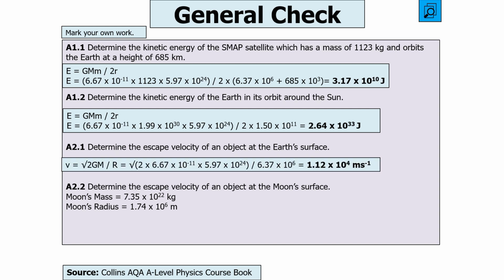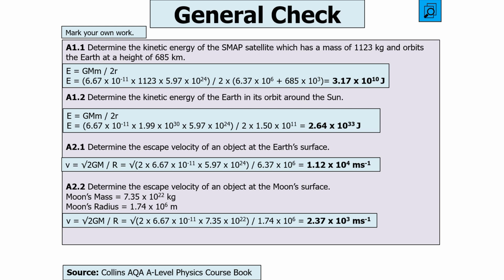The escape velocity, now again, this is an equation which you'd have to memorize. Again, it comes from the energy transfers that go on. The kinetic energy equals potential energy. So the escape velocity is going to be the square root of 2GM over r. So whilst the orbital velocity is the square root of GM over r, the escape velocity is the square root of 2GM over r. So you pop in all the values that we've got. Remember, r is going to be the radius of the Earth because we're at the surface of the Earth. We pop in all the values and we get 1.12 times 10 to the 4 meters per second.